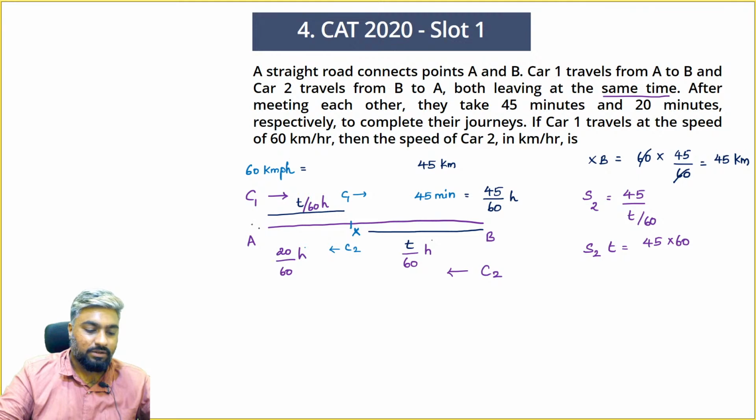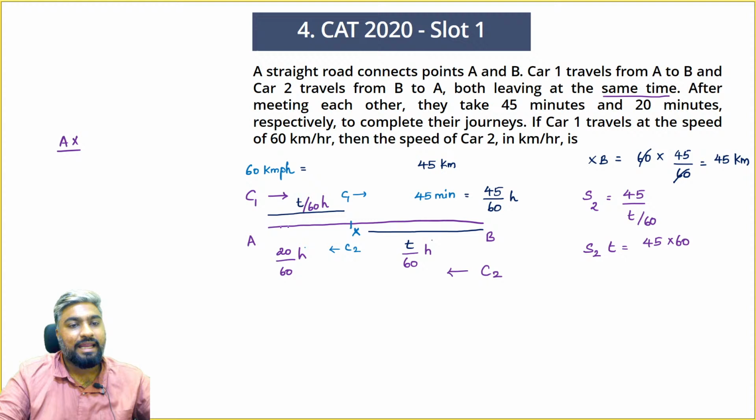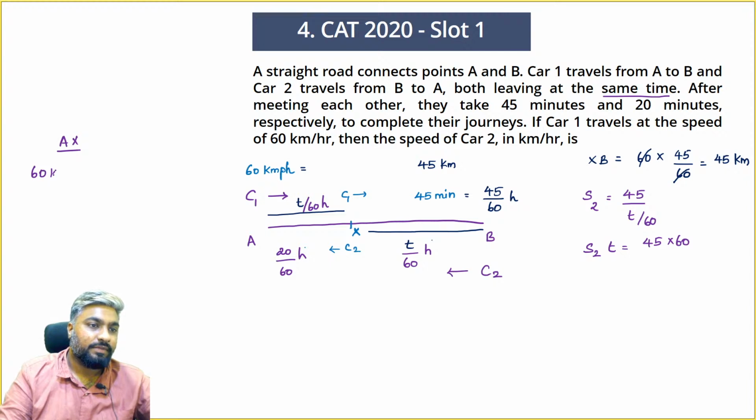Alternatively, let's look at AX distance. What is happening in AX? The distance that car 1 covers at 60 kilometers per hour in T by 60 hours. 60 is the speed, kilometers per hour, into T by 60 hours. This is the distance from A to X. This will be the same as what? Car 2 traveling at a speed of S2 and covering it in 20 by 60 hours.